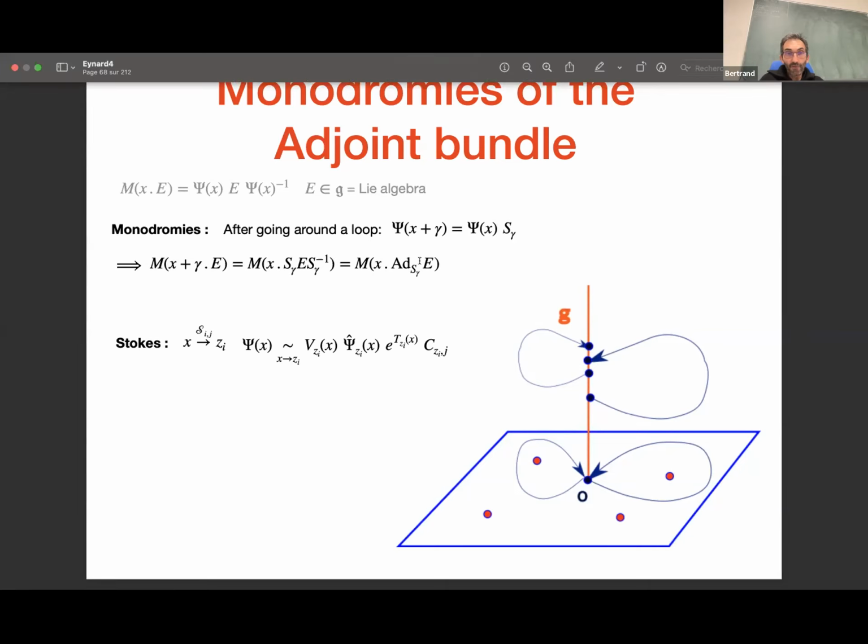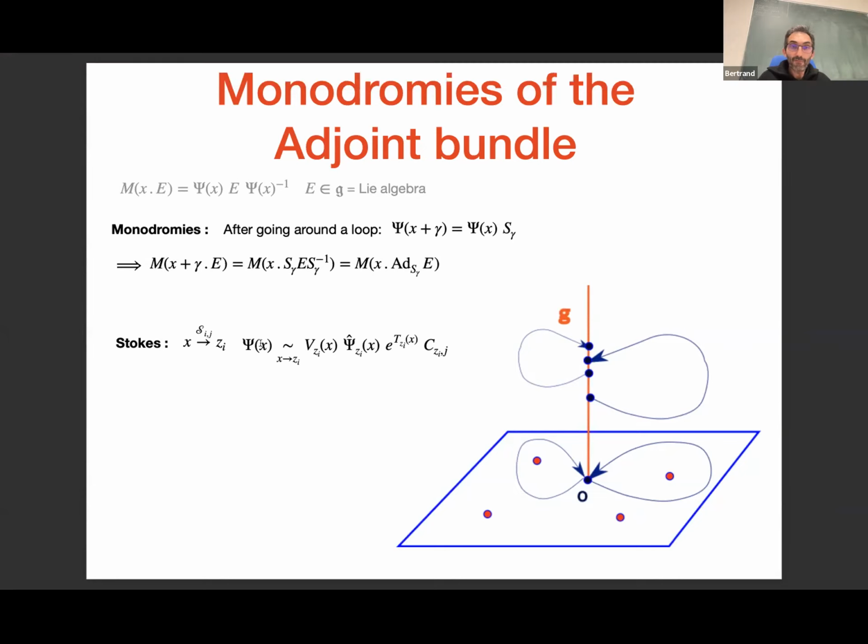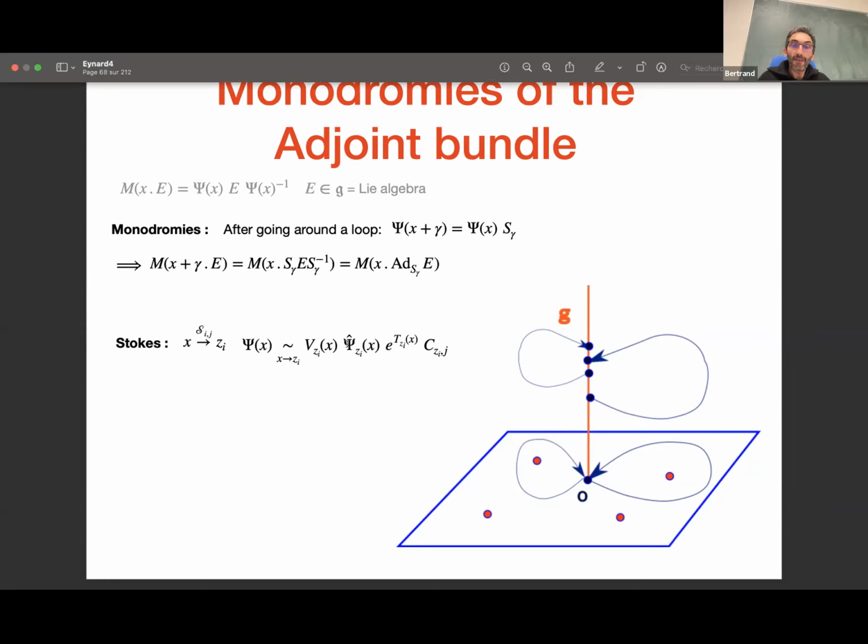On the Stokes sectors, if we look at the asymptotics near Zi, we shall see how it gets changed. First remark that in M we have psi times psi inverse, which means that somewhere we'll have exponential t and exponential t inverse. Exponential t has an essential singularity near the pole, and exponential minus t will have the opposite exponential behavior. Let's look at what it means.